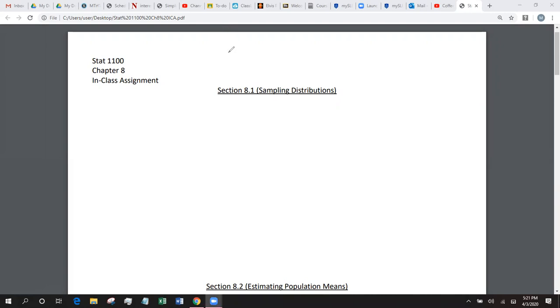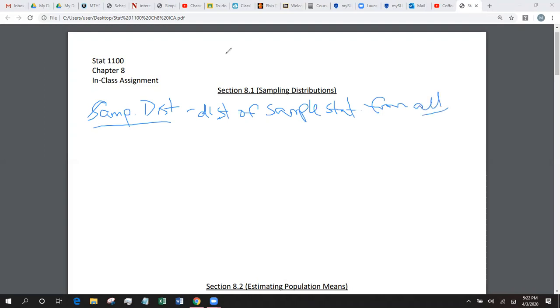So if we're talking about a sampling distribution, we're talking about the distribution of a sample statistic from all possible samples of a given size.